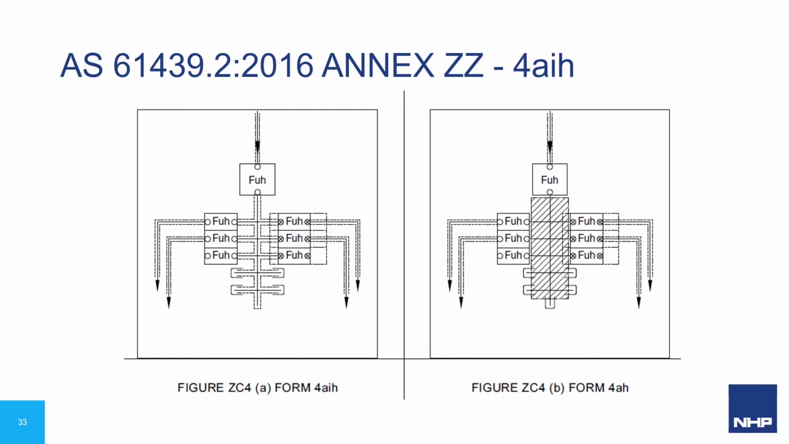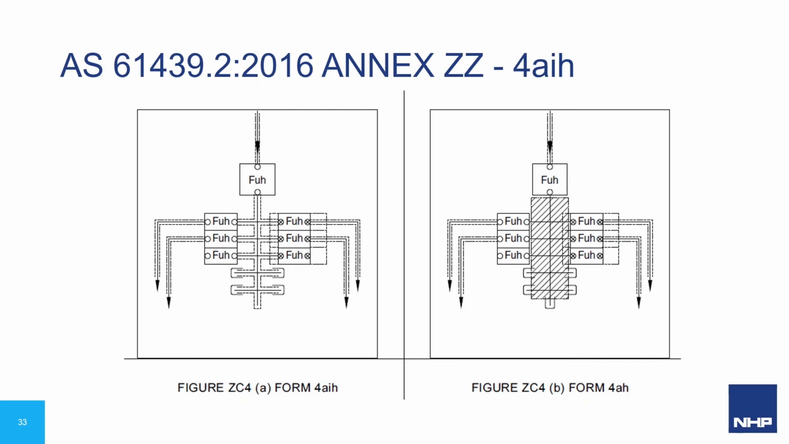The next common alternate form of construction is Form 4AIH. At first glance, this looks very similar to the previously discussed Form 2BI. In terms of the requirements, we are required to separate our distribution system from our functional units and our terminals for outgoing conductors. This is achieved in the same fashion as per Form 2BI.